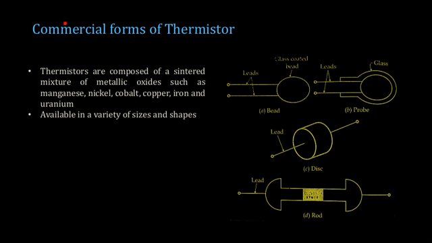Now these are some of the commercial forms of thermistors which are available. Here you can see a bead type, a probe type, a disc type, and a rod type. These are all different types of thermistors, and they are composed of a synthetic mixture of metal oxides such as manganese, nickel, cobalt, copper, iron, and uranium. It's a mixture formed in the shape of a bead, with leads attached, and these leads carry the current in and out of the bead. Different shapes and sizes are available depending on the application that you choose.